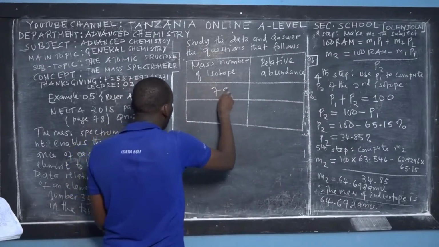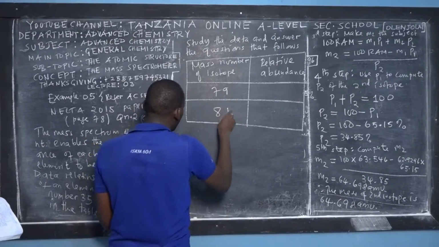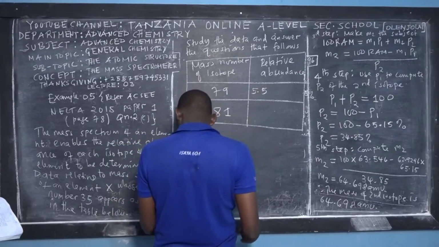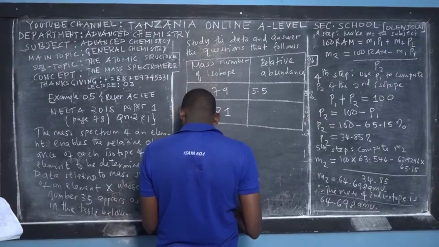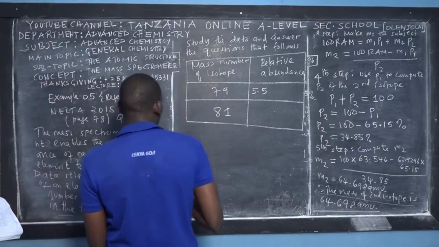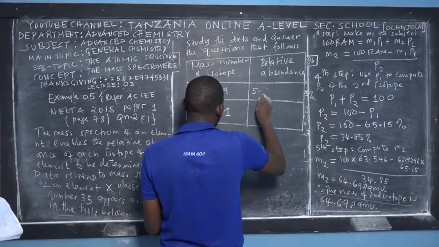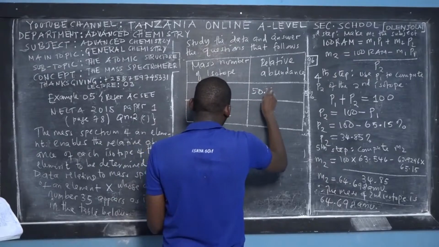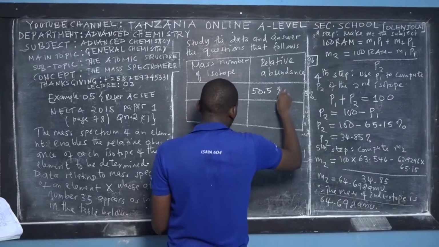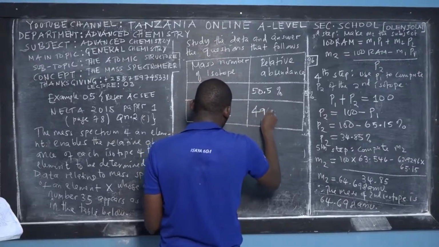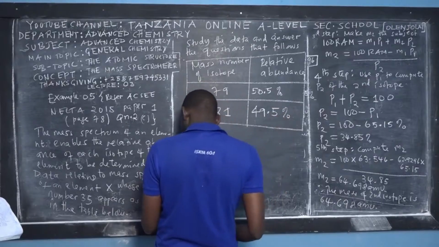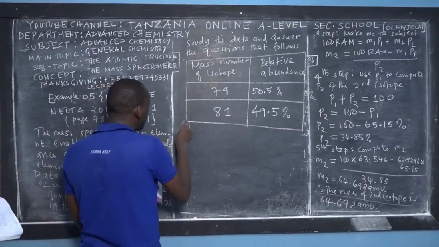So here we have 79, and here we are given 81. Here we have 5.5%? Is it 5.5%? 50, sorry. This is 50. There is a typing error in the review. It is 50, not 5%. And then the other one is 49, because remember that the total percentage, or total relative abundance, should always be 100. So these are the questions.